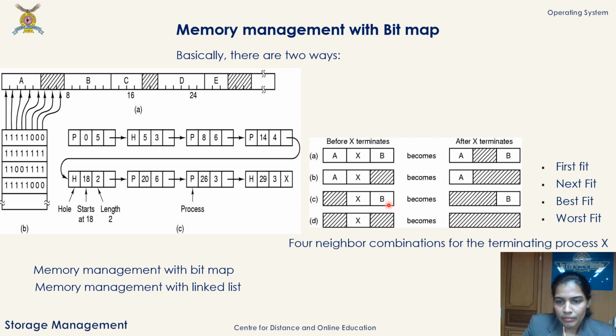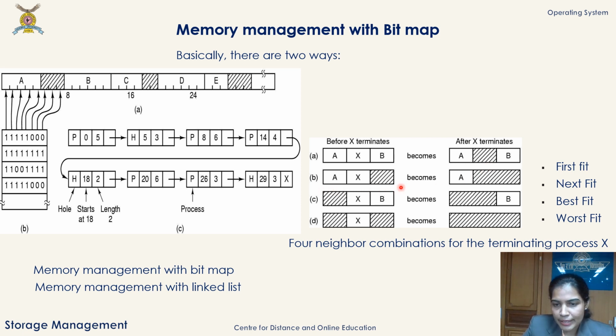Now when we want to allocate the partition or the memory for any process, this can be the scenario. It shows that we have processes A, X, and B. After some time, X terminates. So here this area is now free, which is shown in the shaded, dark area.